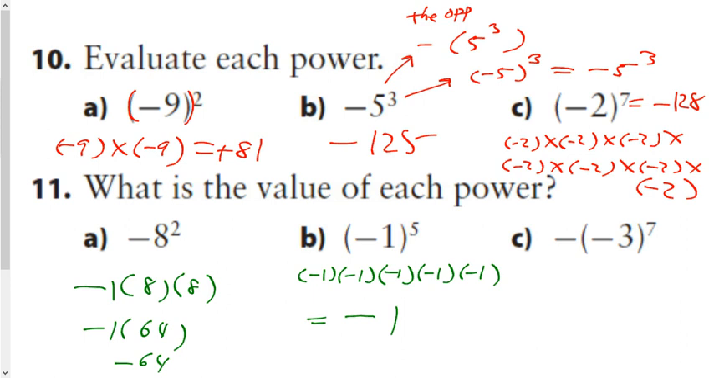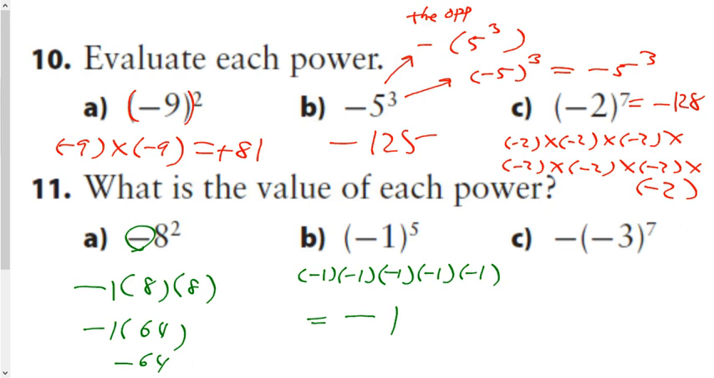Now C is a great example of how do I read mathematics. Can anyone tell me how you read C? Not negative. You don't say negative. How do we say it back here? The opposite of. So C is actually read as the opposite of negative 3 to the exponent of 7. Right? Do you see it? The opposite of negative 3 to the exponent of 7.